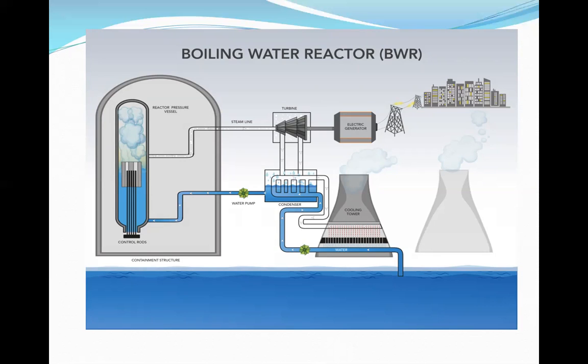The main thing for this reactor is part load operation of the turbine. In part load operation of the turbine, some steam is bypassed. Here some steam is bypassed. This is the main difference between PWR and BWR.